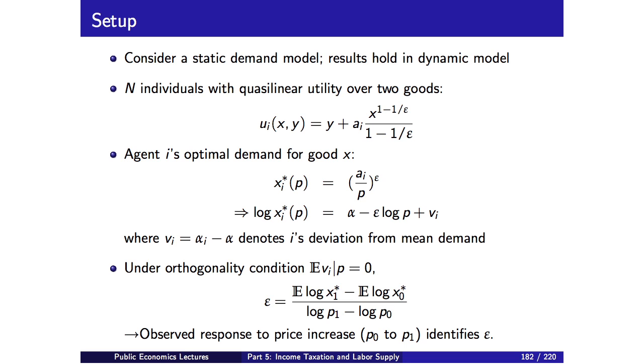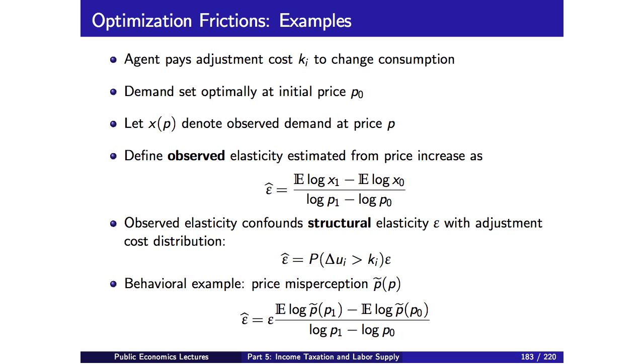Agent i's optimal demand for good X is given by this demand function, which we take logs and get this expression here. And then, as we talked about, if you assume that tastes are orthogonal to the price variation, then the structural elasticity is identified by the difference in average log demand divided by the log change in prices, right? So the observed impact of a price change on demand identifies the structural parameter epsilon of the utility function, which is this curvature parameter that controls the elasticity of interest. And then we talked about a couple examples of frictions that would destroy that relationship.